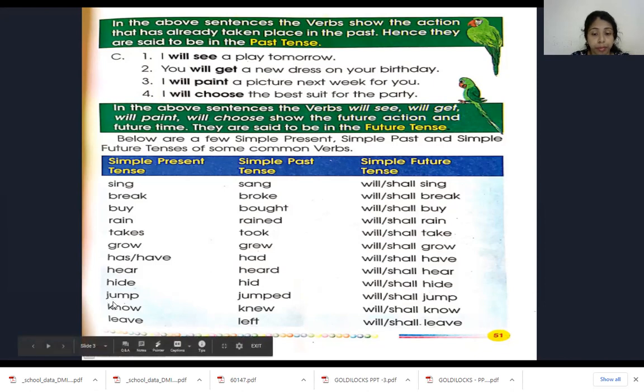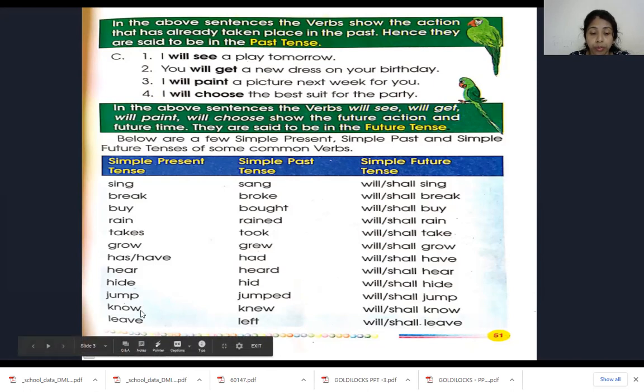Next one is jump. In the present form, it will be jump. But in the past form, it will be jumped. We need to add ed, jumped. And in the future form, it will be will jump or shall jump.